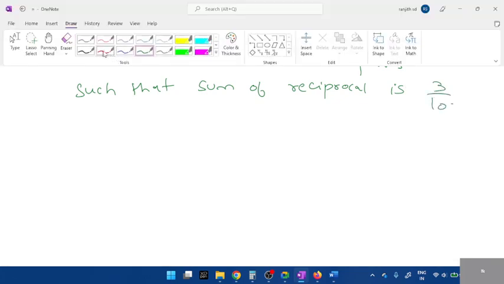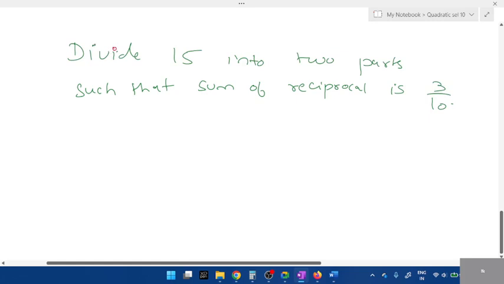See, a word problem is they'll give you a question like this: divide 15 into two parts, such that the sum of reciprocals is. Even this is a tough one.